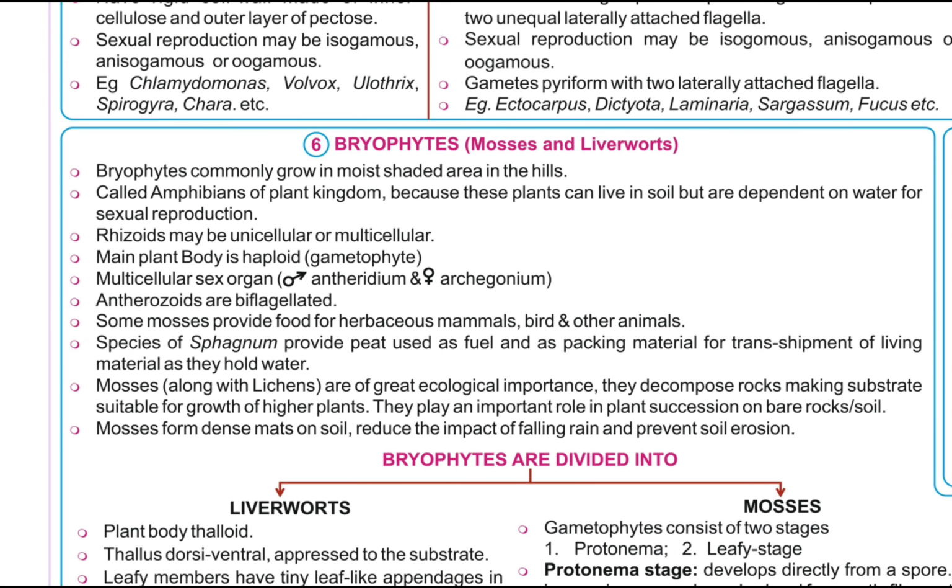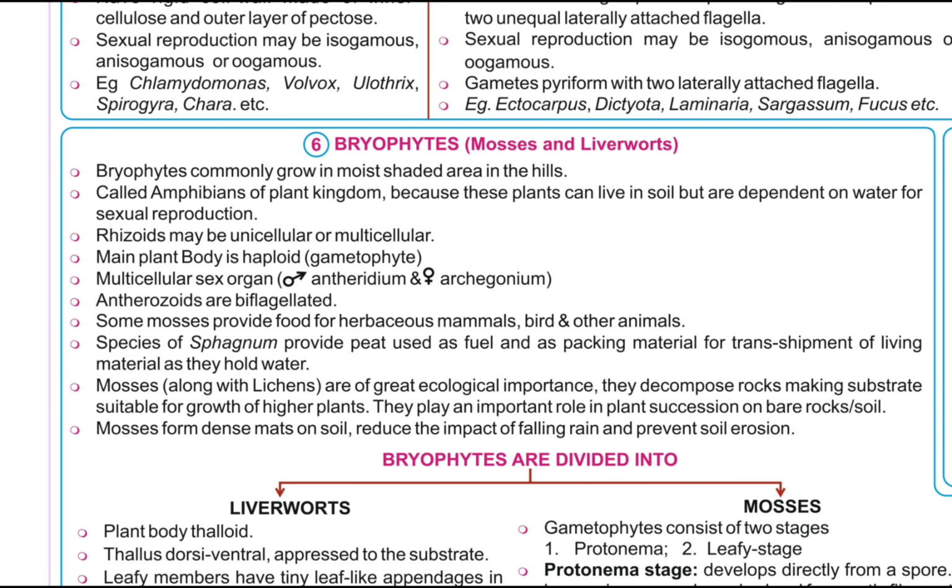Bryophytes, mosses and liverworts. Bryophytes commonly grow in moist, shaded areas in the hills. They are called amphibians of the plant kingdom because these plants can live in soil but are dependent on water for sexual reproduction. Rhizoids may be unicellular or multicellular. The main plant body is a haploid gametophyte, multicellular, bearing sex organs, antheridium and archegonium. Antherozoids are biflagellated.